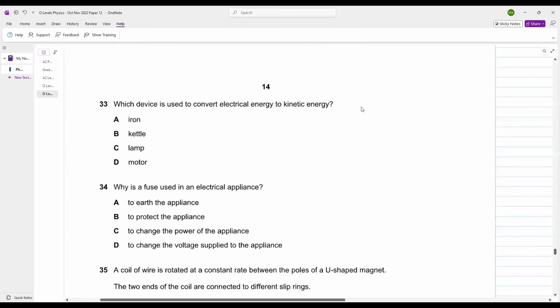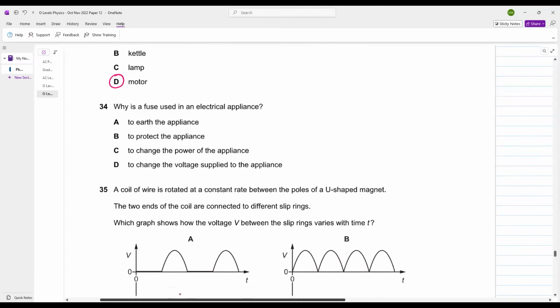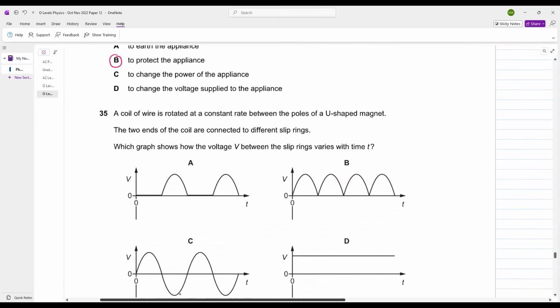Which device is used to convert electrical energy into kinetic energy? कौन सी डिवाइस जो है इलेक्ट्रिकल को काइनेटिक में कन्वर्ट करती है? D is your answer, motor. Why is the fuse used in an electrical appliance? To protect the appliance? Simple.